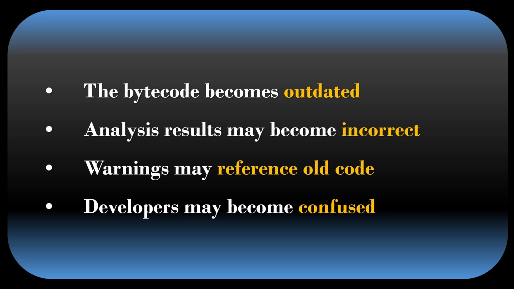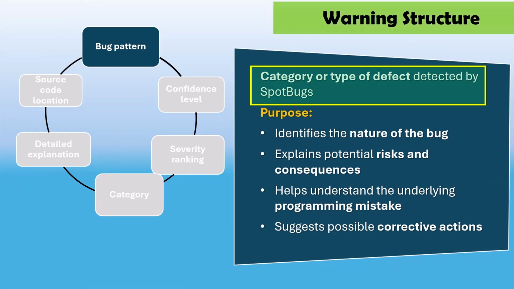Now let's see the warning structure of SpotBugs. A SpotBugs warning, also called a bug instance, may contain several attributes that help the developers to understand and fix potential defects in their code. Each issue detected by SpotBugs includes several important attributes. These include the bug pattern. A bug pattern is a category or type of problem that SpotBugs has detected.